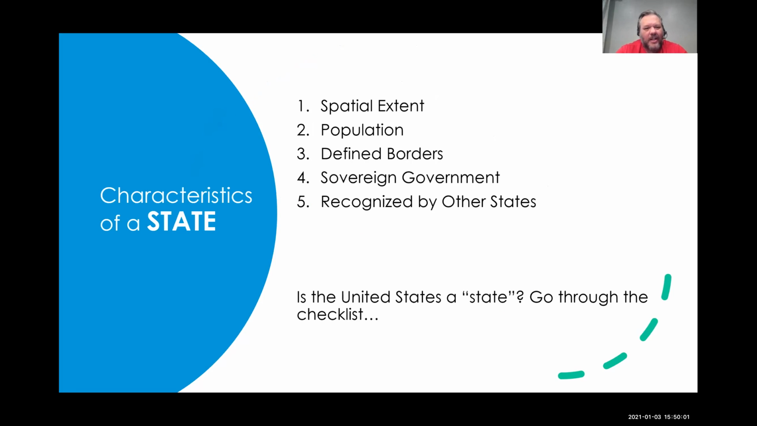So again, let's go through what it means to be a state, because this is our first definition. Spatial extent: it has to take up space. It has to have a population, defined borders, and a sovereign government. Another government can't tell them what to do. And it has to be recognized by other states. Let's just go through it. Is the United States an actual state? Do we have a spatial extent? Yes. It looks something like that, and then we've got Alaska way up here. So here's our spatial extent.